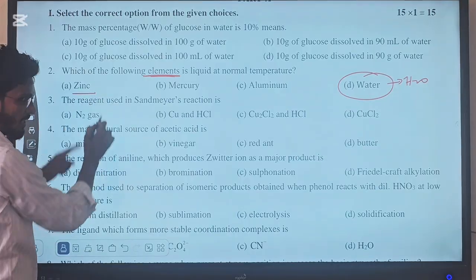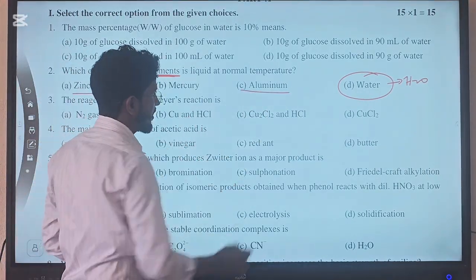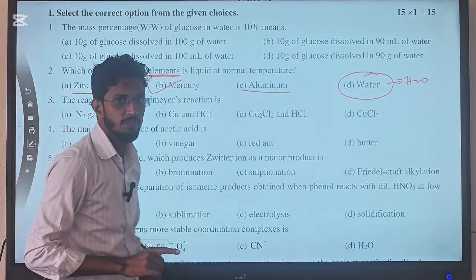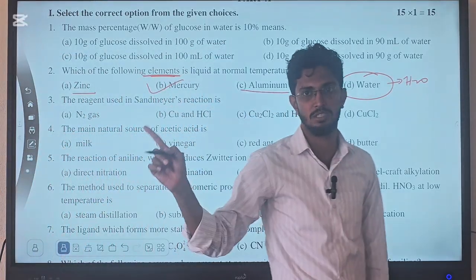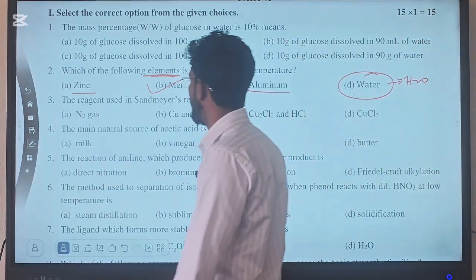Zinc is also an element, but it is not liquid. It is solid. Aluminium is also an element, but it is solid at room temperature. But mercury is an element which is liquid at room temperature. Answer will be B. Okay. Answer of question number 2 is the second option.